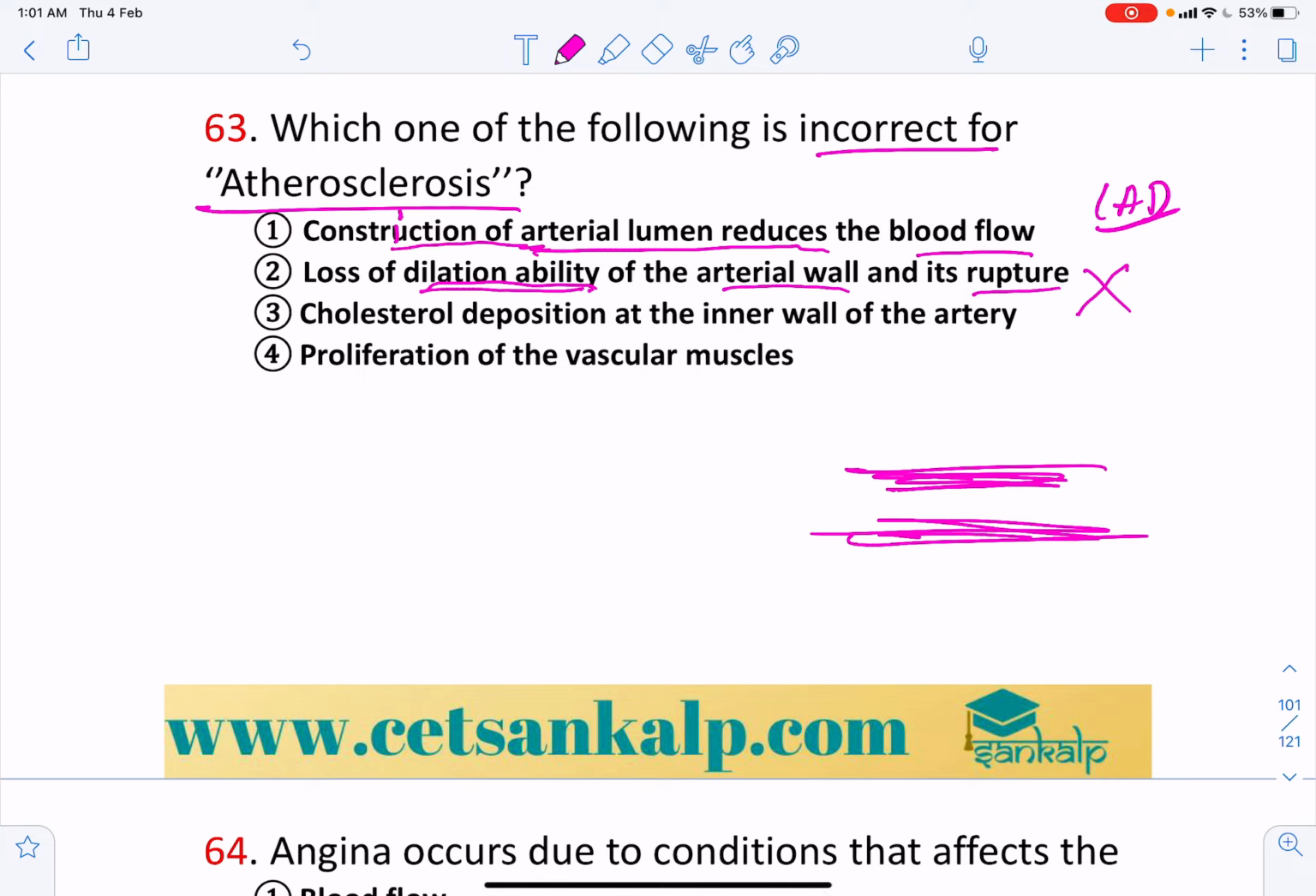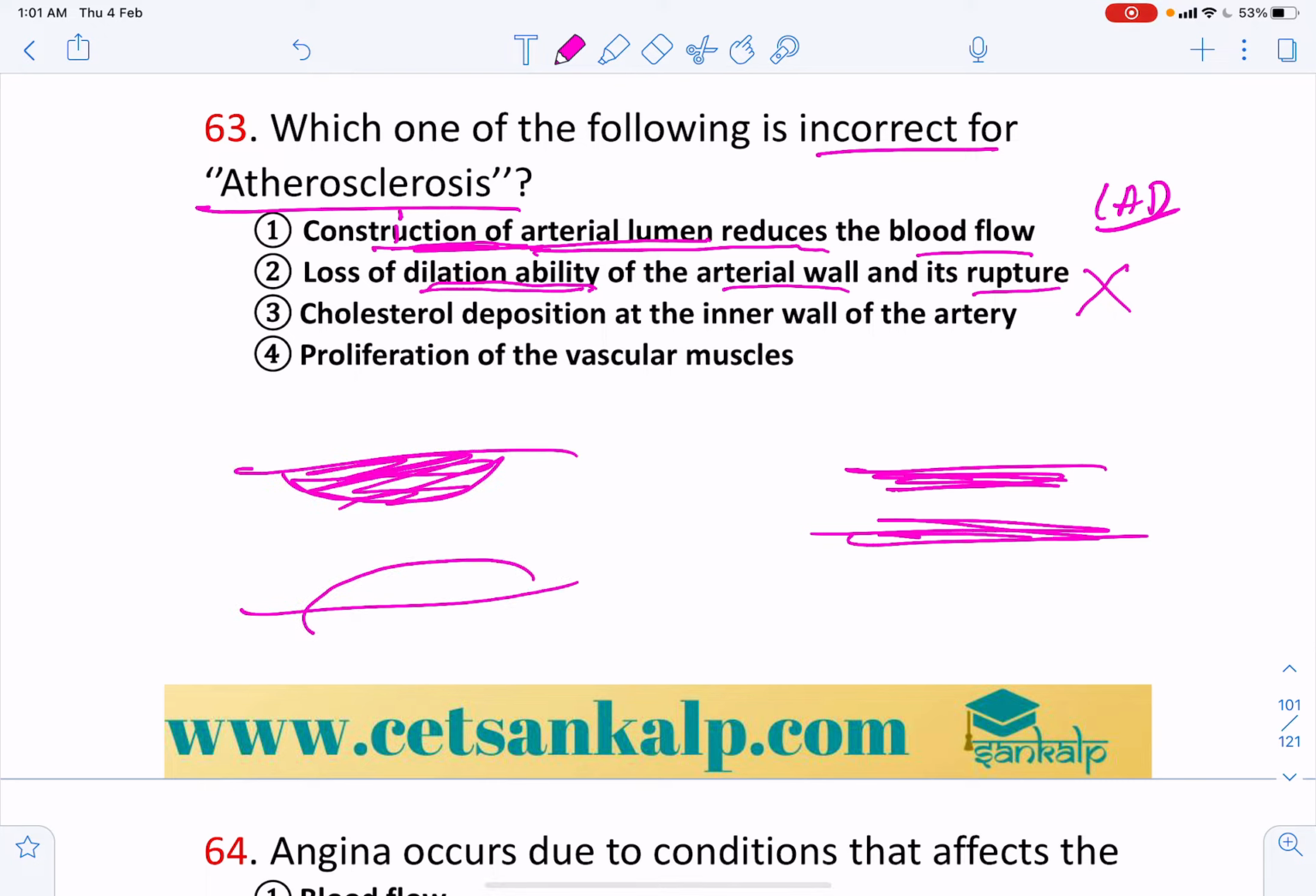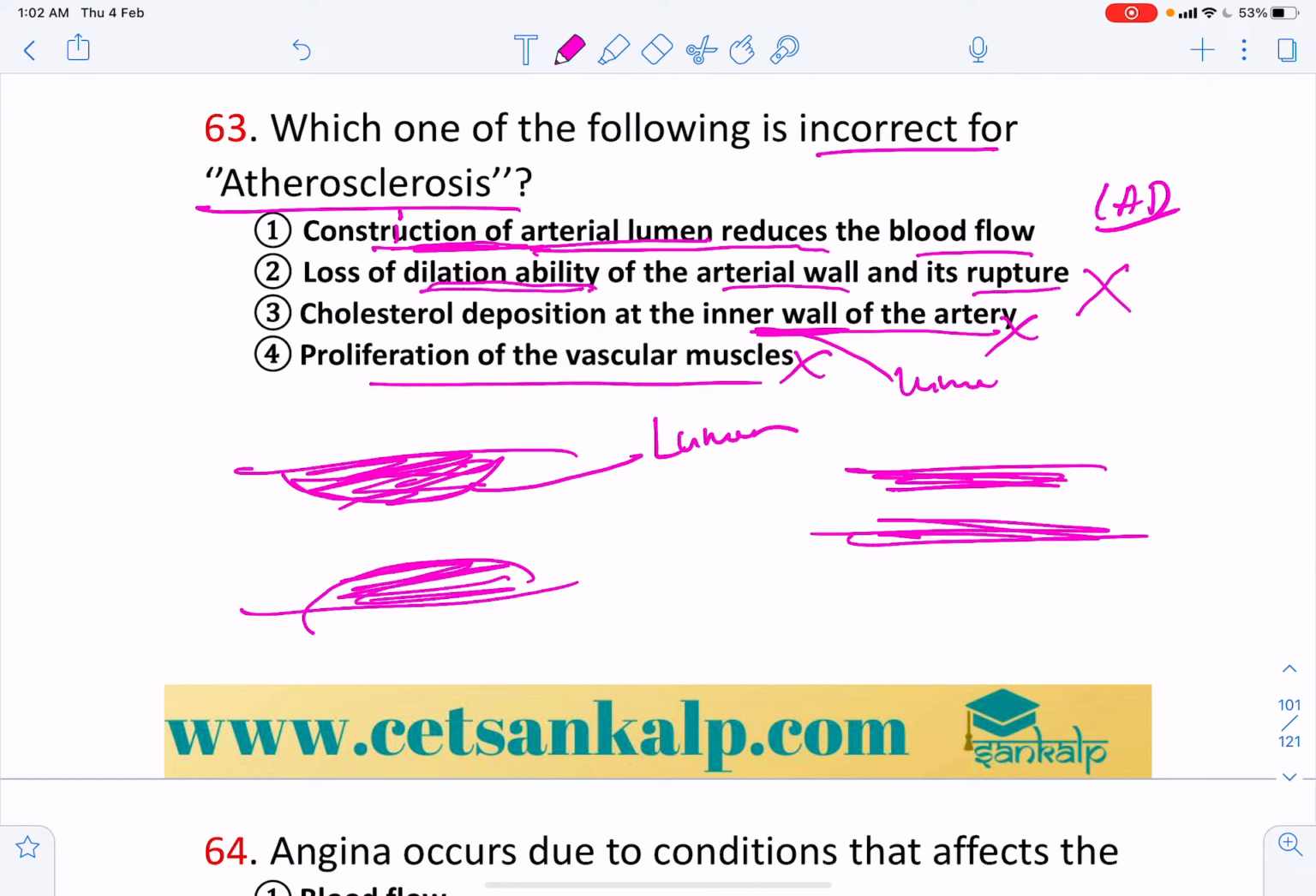See, this is what? Constriction, right? This we can say is constriction of the arterial lumen due to the deposition I mentioned, no? Due to the deposition, that is going to reduce the lumen. So cholesterol deposition in the inner wall of the artery. No, not in the inner wall of the artery, that is in the lumen. Instead of this, they should mention lumen here. So it is wrong. Proliferation of vascular muscles, no. Right. So here the constriction of the arterial lumen blocks the passage and reduces the blood flow.